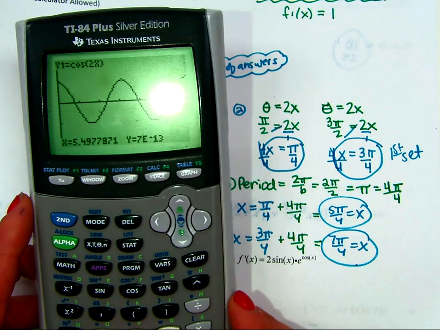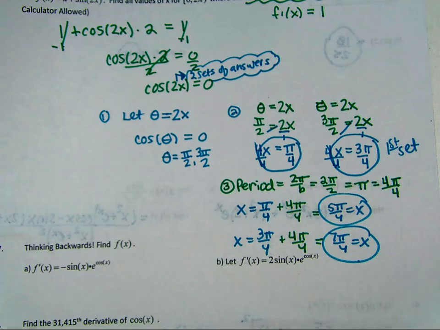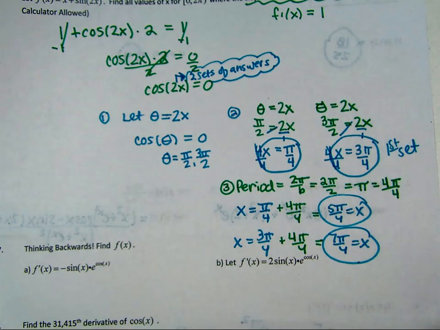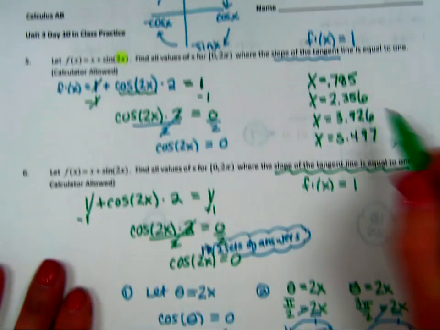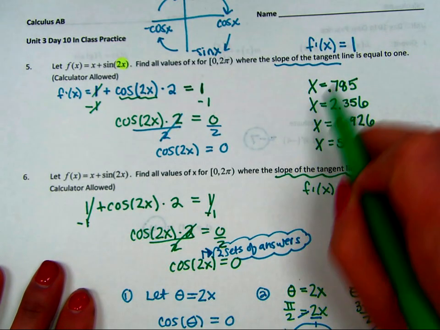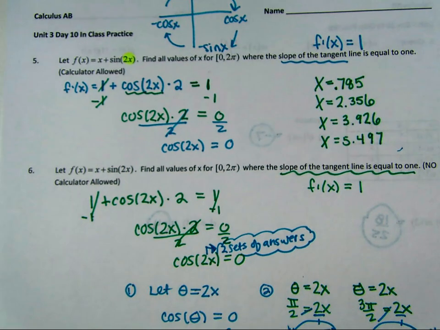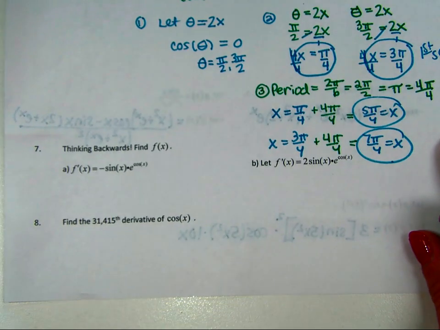So that's the way you can do it the long way by hand, or if it was a calculator problem, you could just do it on a calculator and round to 3 decimal places. All right, moving on. These ones say thinking backwards.